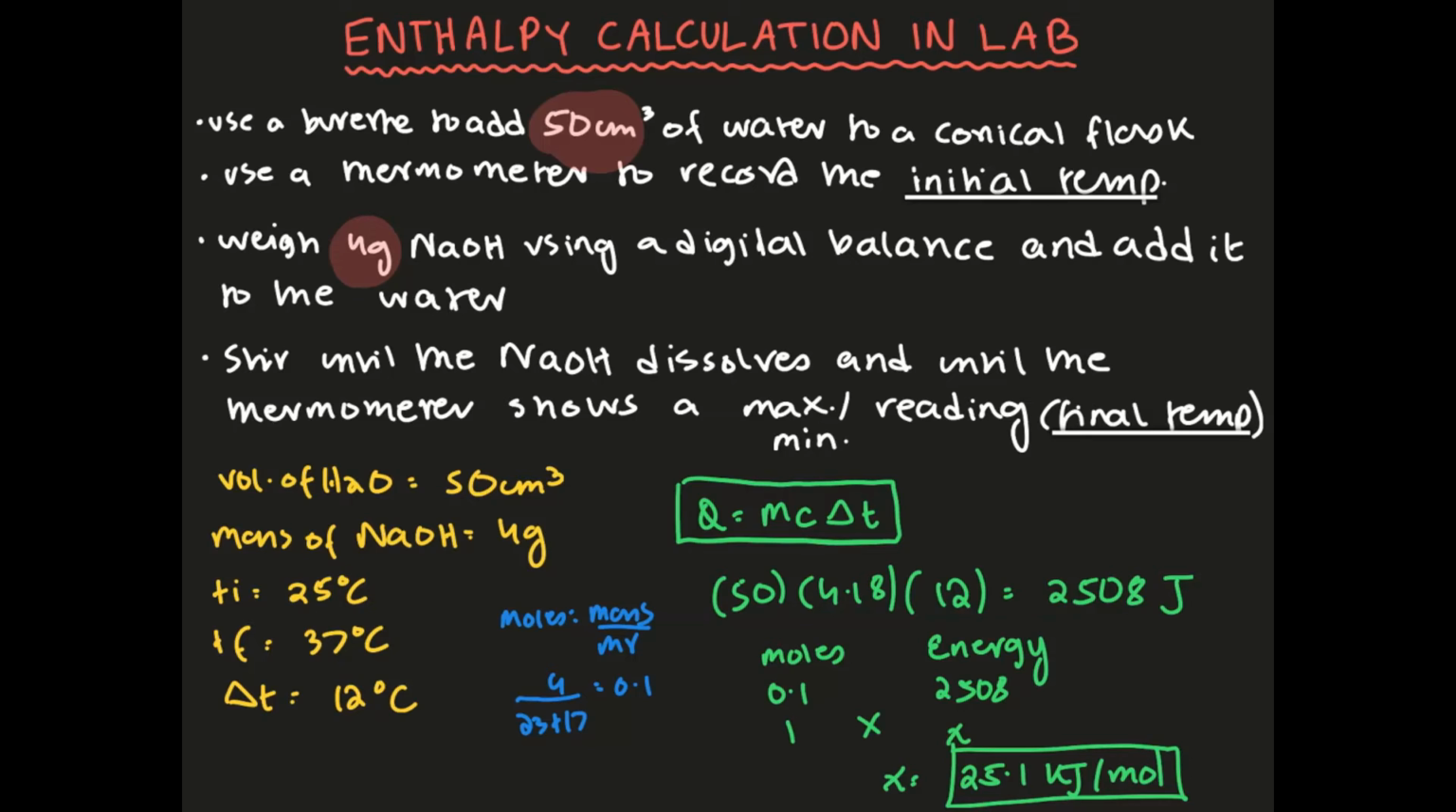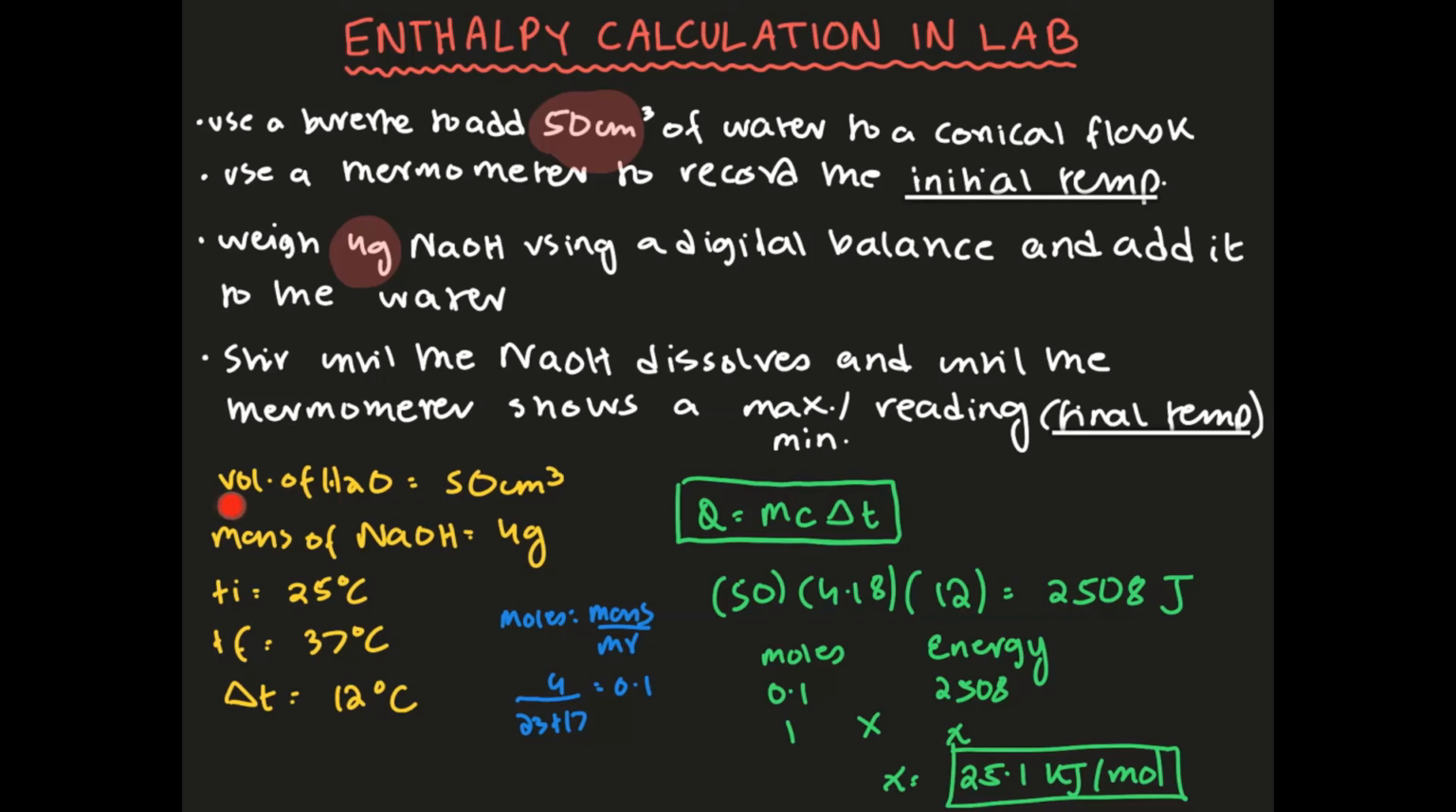So again, whatever the reading is, it's just going to be either maximum or minimum, and you need to note this down. So you have your initial temperature and final temperature. Now after this, you're going to make a list of all the measurements that you've taken, and this is just going to make things easier for you.